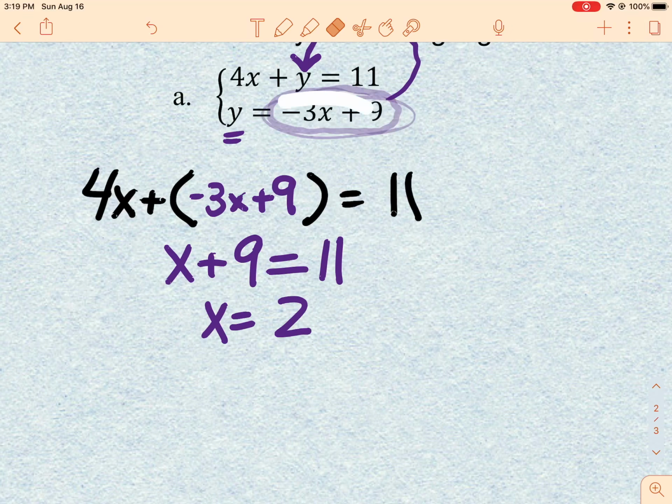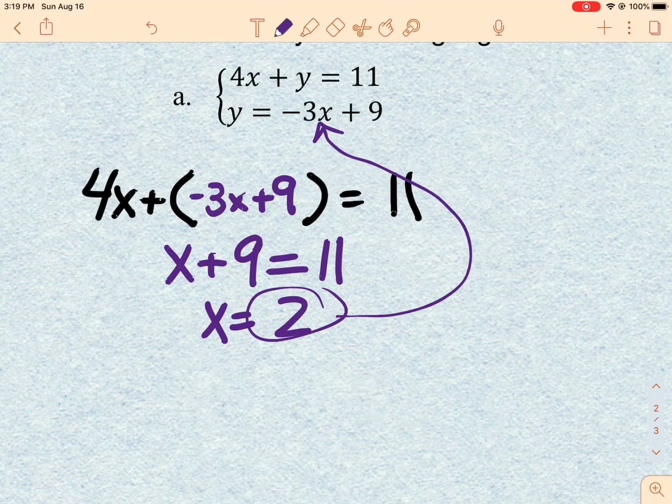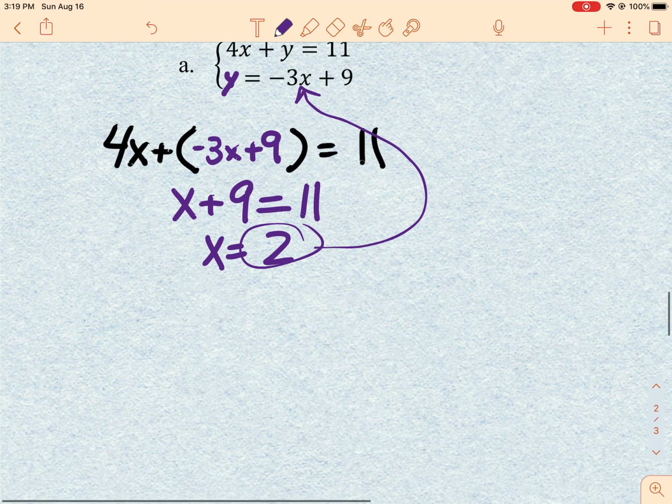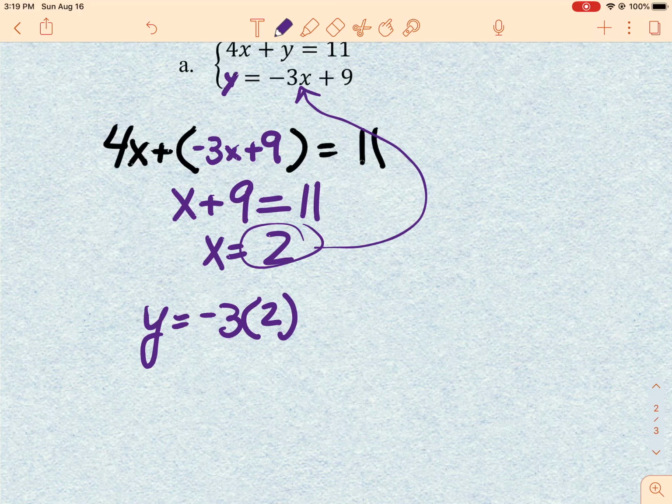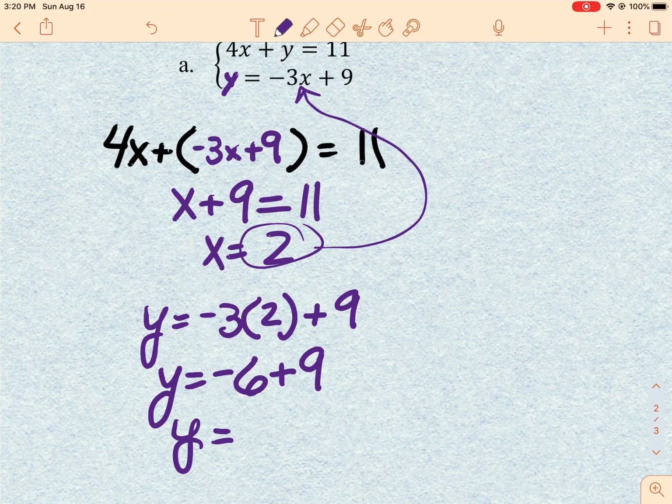Now that I know x equals 2, I want to find what y is. So I would take that value and substitute in for x into either of the equations. The second equation, since the y is already by itself, that's probably the easiest, but both work. So y equals negative 3 times x, but x is 2, and then plus 9. So y equals negative 6 plus 9. Negative 6 plus 9 is a positive 3. So I have an x value of 2, a y value of 3.